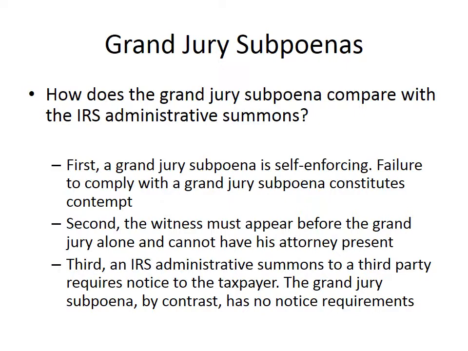First, a grand jury subpoena is self-enforcing. In other words, the government doesn't have to go to court to enforce it if the taxpayer violates the subpoena. Failure to comply with a grand jury subpoena constitutes contempt in and of itself. So the mere fact that the taxpayer disregards the subpoena automatically triggers contempt. The IRS doesn't then have to go to court and get the judge to enforce it.